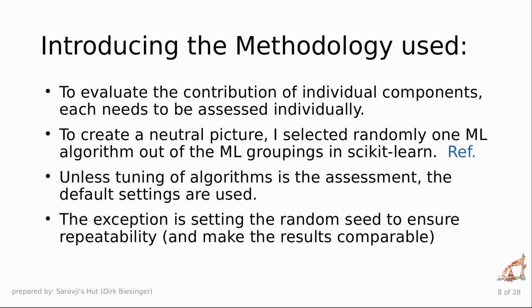Unless tuning of the algorithm is actually part of the experiment, I am using the default settings for all the machine learning algorithms, how they're configured in scikit-learn, with the one constant exception that I'm using a random seed. I'm setting the random seed to ensure comparability and repeatability across all the experiments so that we actually can compare what is going on here.